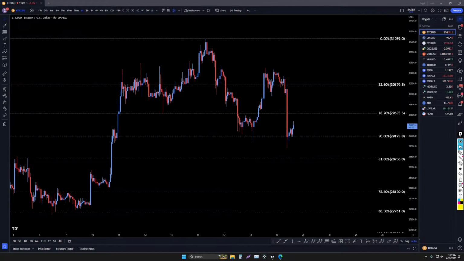Definitely no reason to think that the uptrend is over on the longer time frame, so we're definitely still looking for longs in an uptrend.